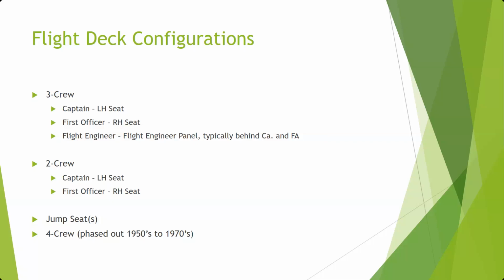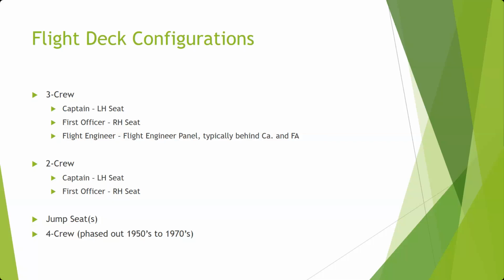But back in the day, there were 4-crew aircraft as well. These were phased out in the 1950s to 1970s. In that case, you had a captain and a first officer that were primarily dealing with flying the aircraft, and then you had the flight engineer with the systems. That fourth crew member would do things like navigation and communication. They were operating radios, using big paper charts, having to plot stuff out, even taking fixes using old school navigation equipment and that kind of thing.